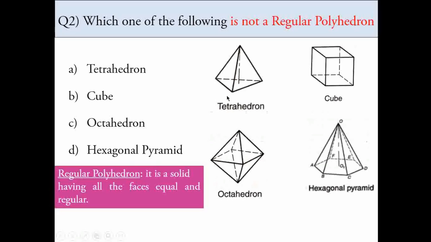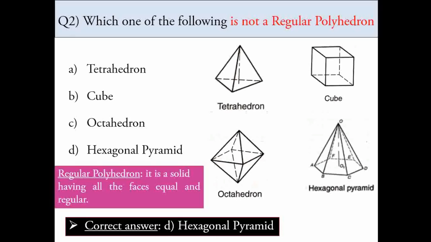The tetrahedron has four equal triangular faces. Then the octahedron has a total of 8 equal triangular faces. And the hexagonal pyramid, if you observe, has a hexagonal base, but the upper surfaces are triangular. So here it does not have equal and regular faces. So the first three options are regular polyhedrons. The hexagonal pyramid is not a regular polyhedron. Okay, so the correct answer for this question is the fourth option, hexagonal pyramid.